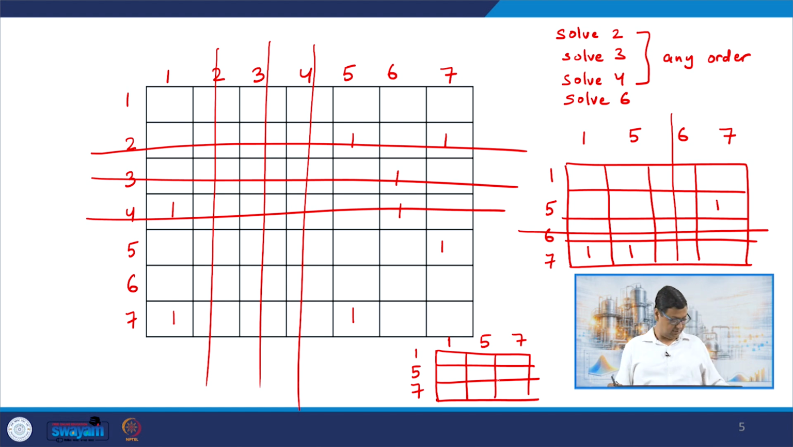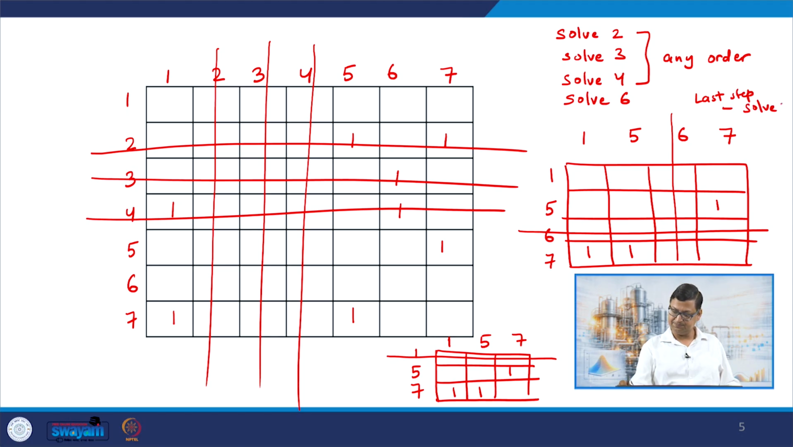from 1 I am not going anywhere, from 5 I am going to 7, and from 7 I am going to 1 and 5. And now we can see there are no columns containing all zeros, but there is a row containing all zeros that is corresponding to vertex 1. So, this I can keep for last. So, last step, I will solve 1, and now I am left with 5 and 7. So, we delete the row and column corresponding to 1. So, this is my reduced matrix, and 5 and 7, it is looking like this.